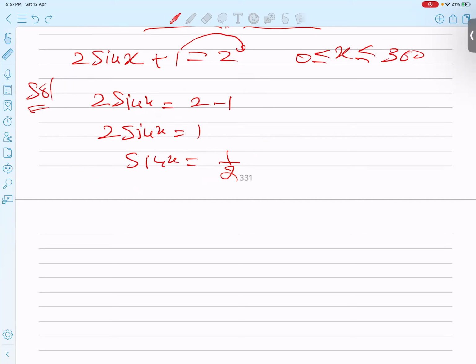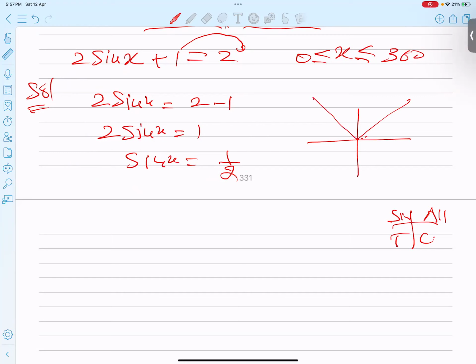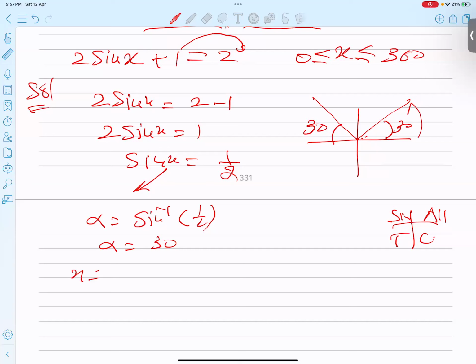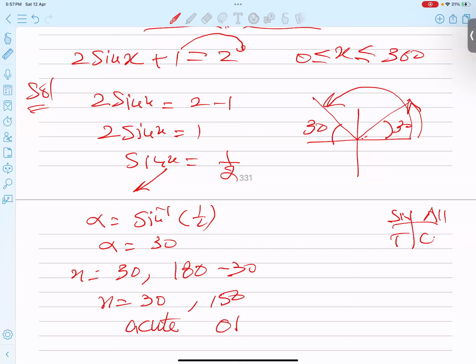So now, as usual, you have tried this well. Alhamdulillah. Now sine is positive. Again, the CAST property, cast. A for all, S for sine. So sine is positive. I will take this one. So you know it very well. I will take this alpha. Alpha is equal to sine inverse of half, and this gives me 30 degree. 30 is here and 30 is here. And what is the rule of measurement? Start from the positive x-axis till the line. So 30 is the first answer. The second is 180 minus 30. And I got two answers. One is called acute and one is called obtuse.